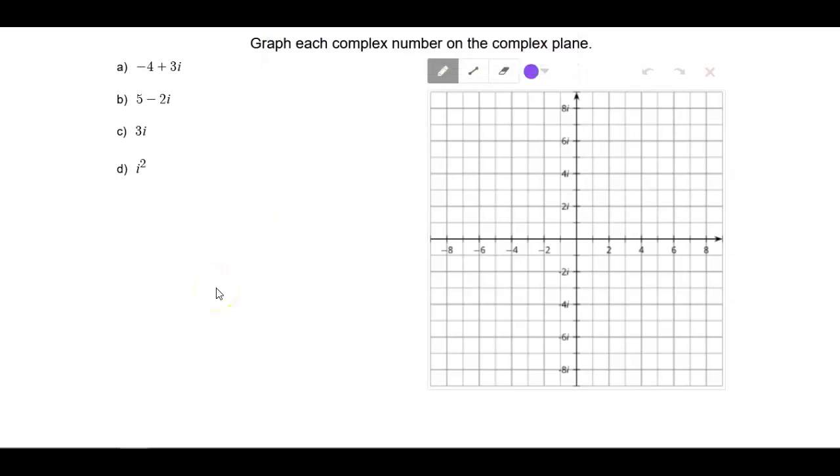Graph each number on the complex plane. So the first one that we're going to graph is -4 plus 3i. The real axis is the horizontal axis, so that means that all of these numbers here are the real numbers.